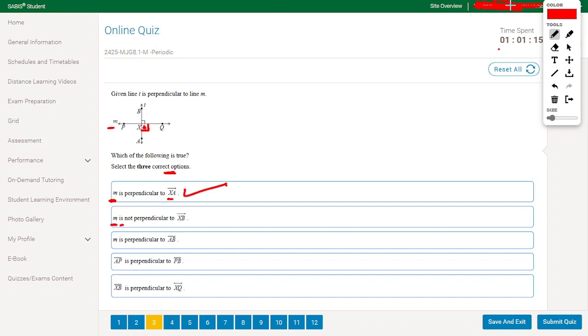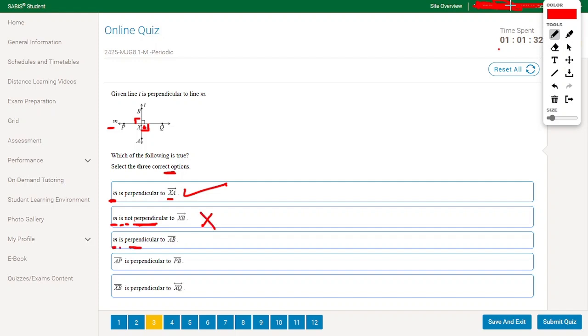M is not perpendicular to XB? This is M and this is XB. The angle between them is 90, so they are perpendicular. So this is not the right answer.